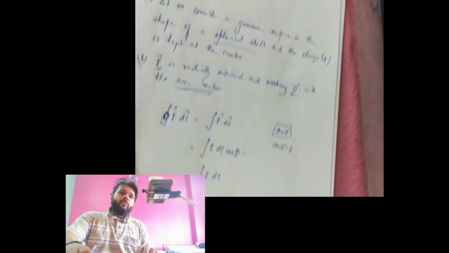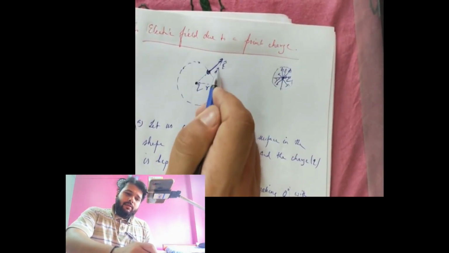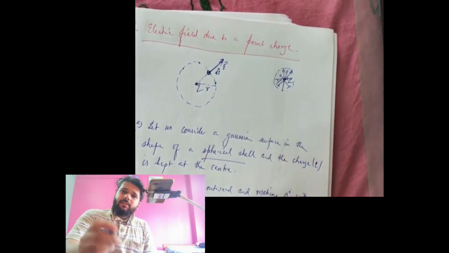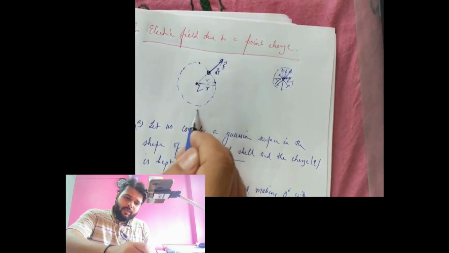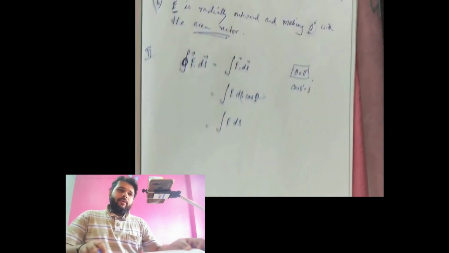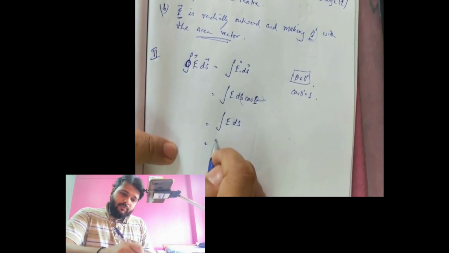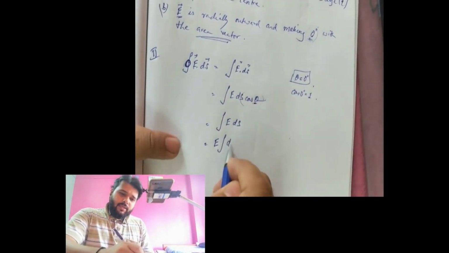Now just remember one thing. The electric field over here will remain as E. Why? Because the distance is still r. So the electric field will remain constant on this surface. If the electric field is constant, we can take it outside the integration sign, so we'll be left with only dS.